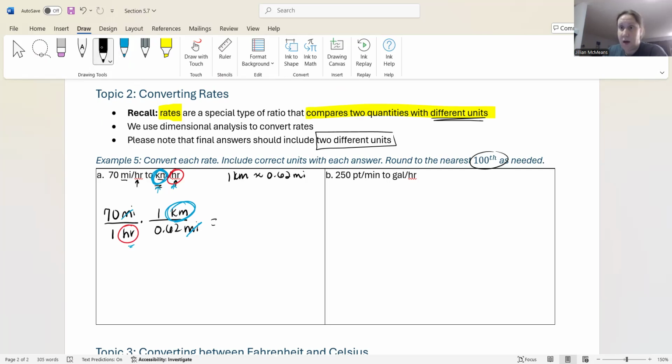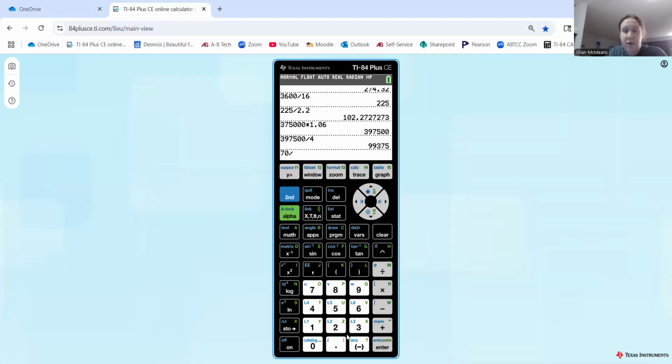And now we just need to clean it up and do some division. For the numerator, I have 70 times 1 kilometers. For the denominator, I have 1 times 0.62 hours. So that's just going to be 0.62 hours. And we're for sure going to let the calculator do the side work for us. So we need to do 70 divided by 0.62, and the directions here told us to round to the nearest hundredth, so 2 decimal places this time.